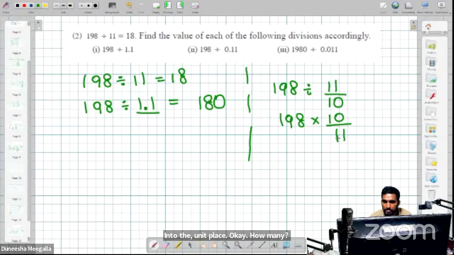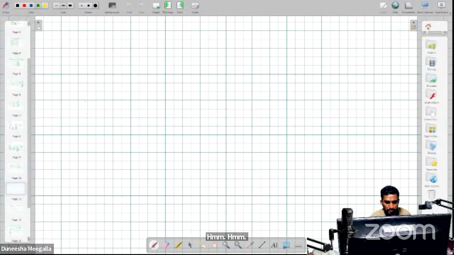Is this 15.3? No sir, this is 15.1, the second question and the third question. 15.1, sorry.